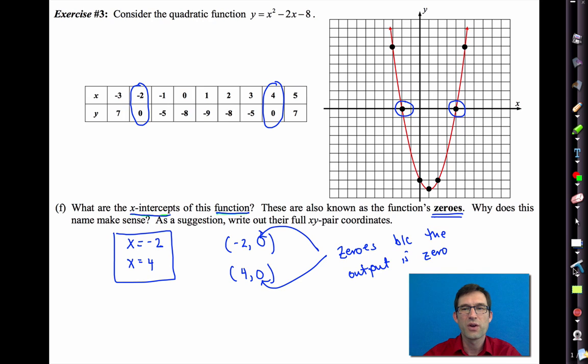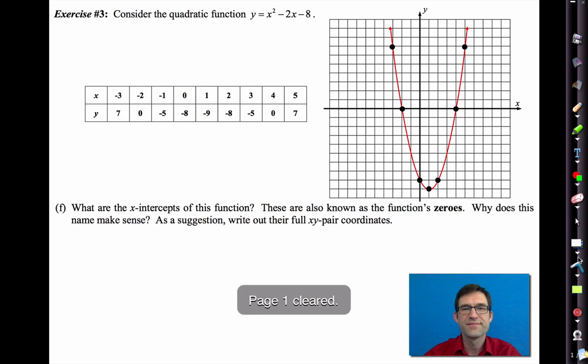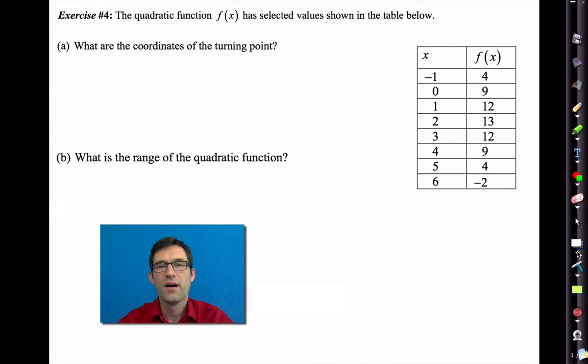All right, here we go. All right, last problem. You need to be able to deal with functions in many, many different forms, including when they come in tables. Exercise 4 gives us a quadratic function, f of x, that has selected values, meaning not all the values, but selected values shown in the table below. Okay? Letter A says, what are the coordinates of the turning point? Pause the video now and see if you can figure that out.